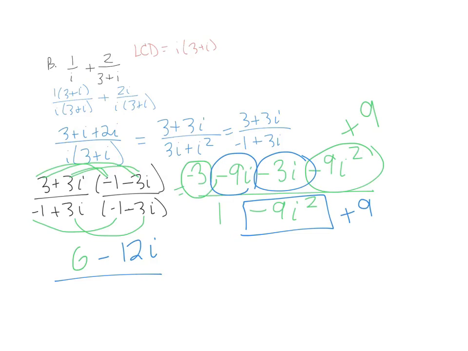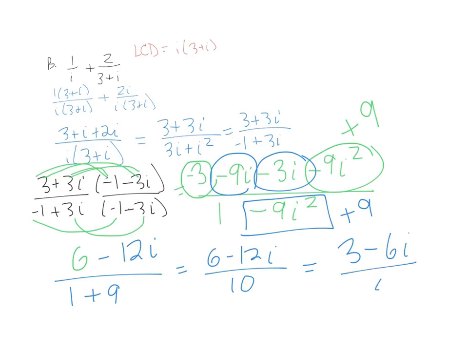So then in our denominator we have 1 plus 9, so this gives us 6 minus 12i over 10, but we can go one step further, we can reduce everything by 2, so that our final answer is going to be 3 minus 6i over 5.